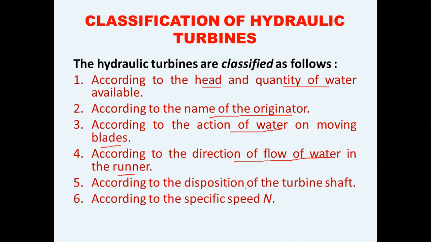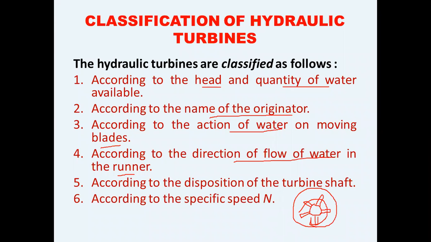Now what is a runner? This is the shaft of the turbine or the wheel of the turbine, and to this wheel different blades are attached which will move due to the impact of the jet of water. And this entire assembly is inside a casing. And the path through which the water is going to run is known as the runner.